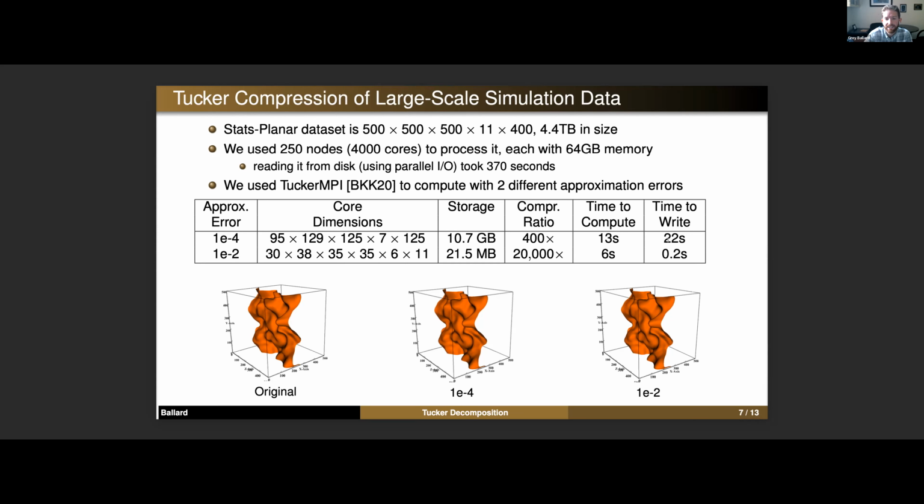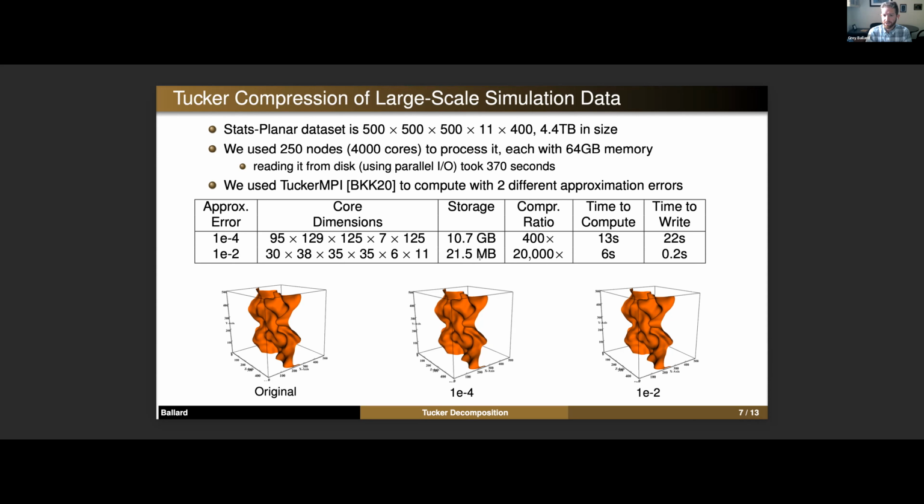And then if you're willing to tolerate more error, so a less accurate approximation, so 1e minus 2 error, the core dimensions get smaller. Memory footprint is now in the megabytes. So that means the compression ratio is 5 orders of magnitude. It takes a little less time to compute and then a lot less time to write to disk. And handling a data set the size of megabytes, you don't have to download early for the tutorial. That's easy to get and manipulate. And so what we found is that these approximation errors were good enough for a lot of the downstream science.